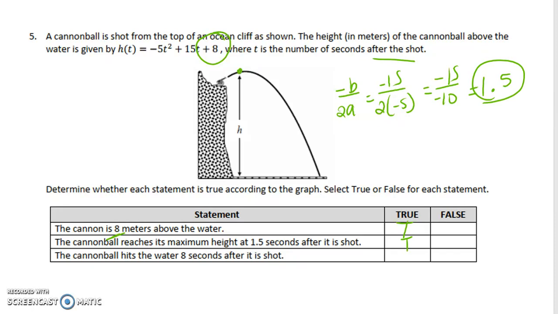That's true. The cannonball hits the water after 8 seconds. To figure out where that point is, we need where the height is 0 again. So we would need to factor this and find out if that time is 8 seconds. But the 8 up here, remember, indicates our initial value, so this statement is false.